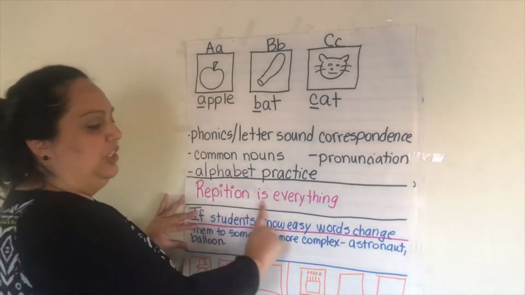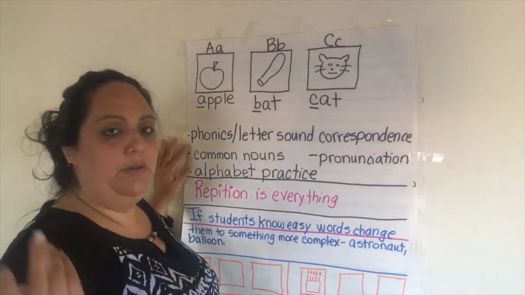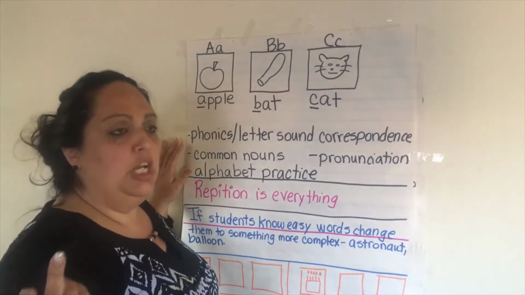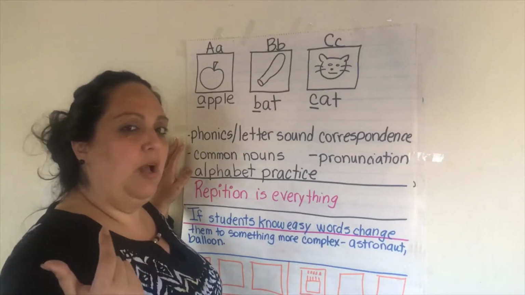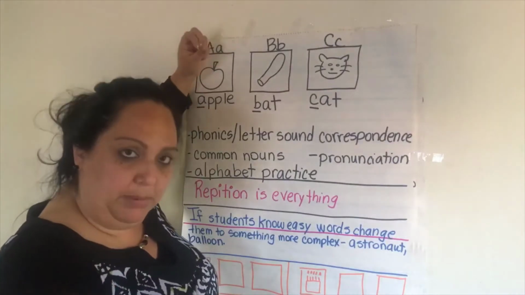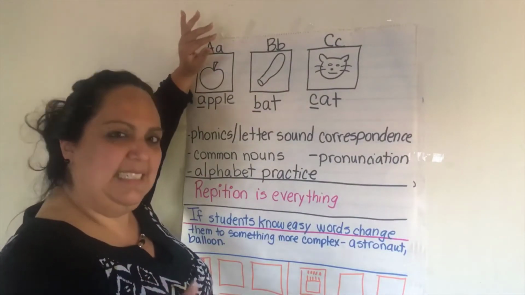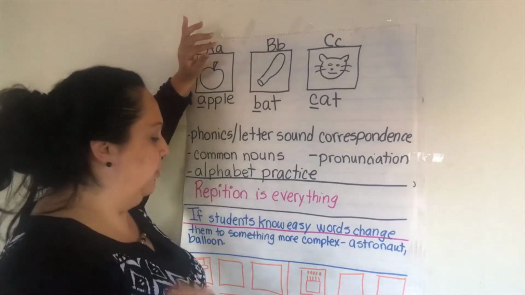All right, so repetition is everything. It's everything. If your students come in and they already know certain words like apple, bat, you can make things a little more complicated. Maybe do astronaut, or some word that's a little more complicated, but try to stick with onset sounds, right? We're not yet going to ending sounds. That's a little more difficult.